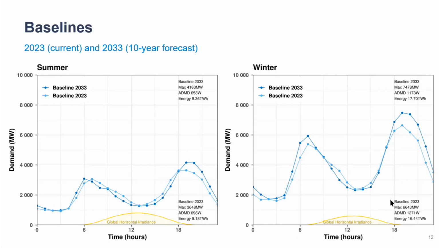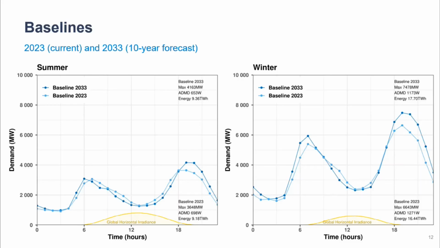So there's some other interesting information that is included on these plots, just for information. We've got down here in the baseline, we've got what is the maximum appearing in the 24-hour period. So there we've got the value there. We've also got the after diversity maximum demand value. And we've also got a quantification of that total energy in that 24-hour period. So, just going to the energy figure, there's a substantial difference, an increase in the use of energy. And there's also a change in the ADMD values.